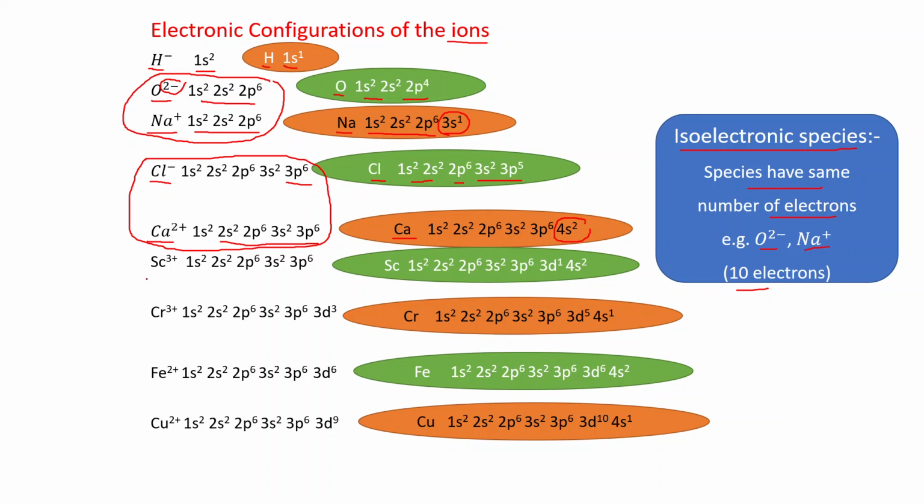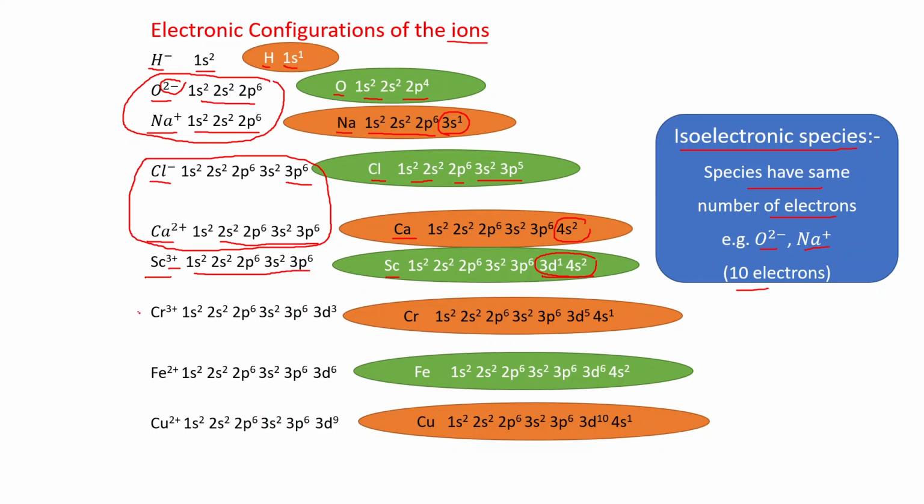Now come to scandium. Scandium ion. Electronic configuration of scandium, if you compare the last one, is 3d1 4s2. There is a 3 positive charge. It means 1 electron from 3d and 2 electrons from 4s are lost, and this becomes 1s2, 2s2, 2p6, 3s2, 3p6.